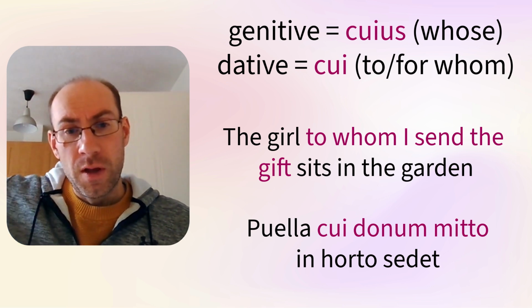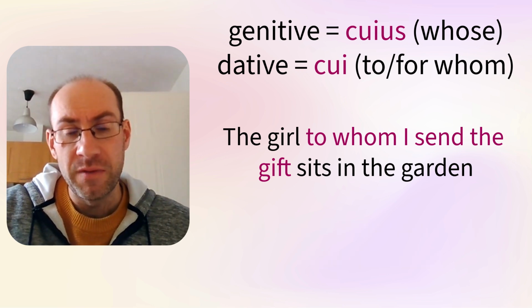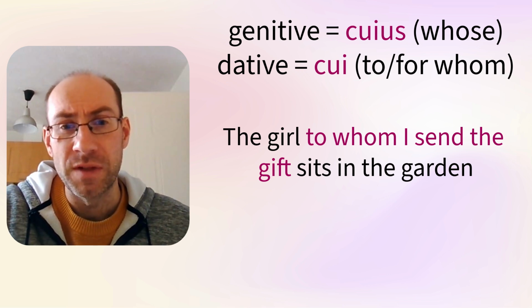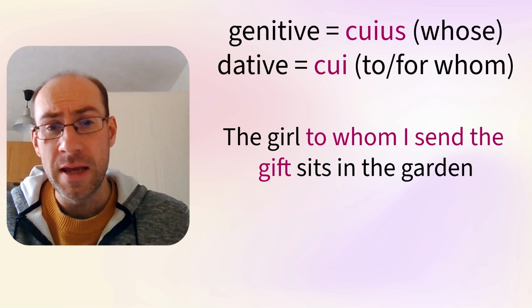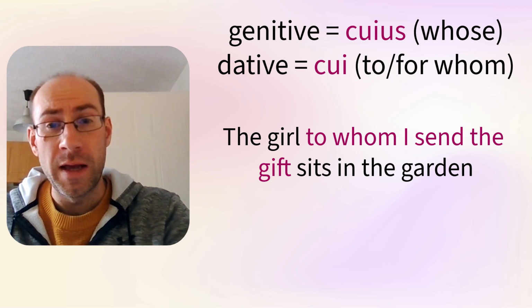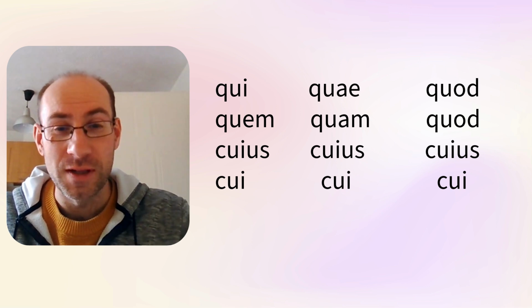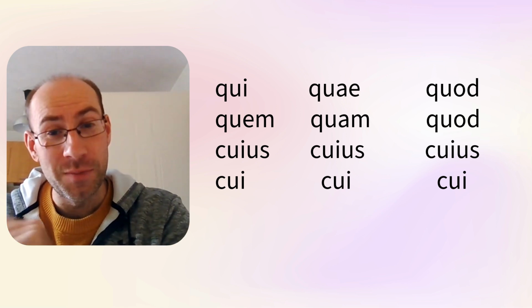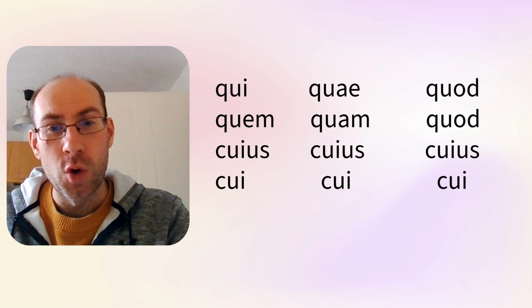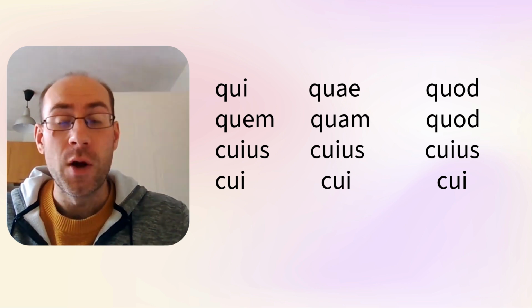So let's just go through nominative, accusative, genitive, dative. We're just dealing with singular so far, guys. I will give you the plurals in the fullness of time. We do masculine, feminine, neuter in that order. We have qui, quae, quod. Accusative, quem, quam, quod. Genitive, cuius, cuius, cuius. Dative, cui, cui, cui. Again, nominative, the subject case: qui, quae, quod. Accusative: quem, quam, quod. Genitive: cuius, cuius, cuius. Dative: cui, cui, cui.